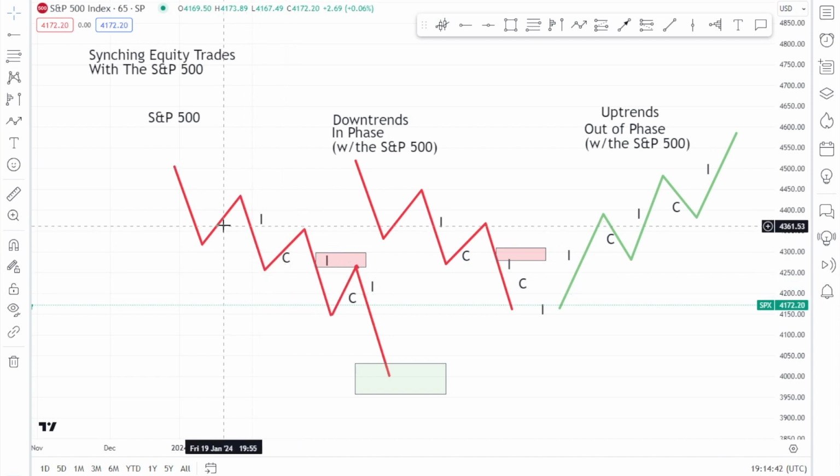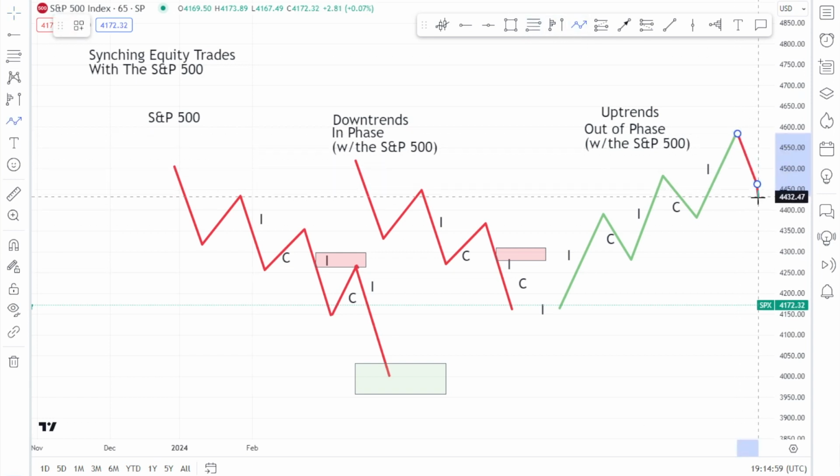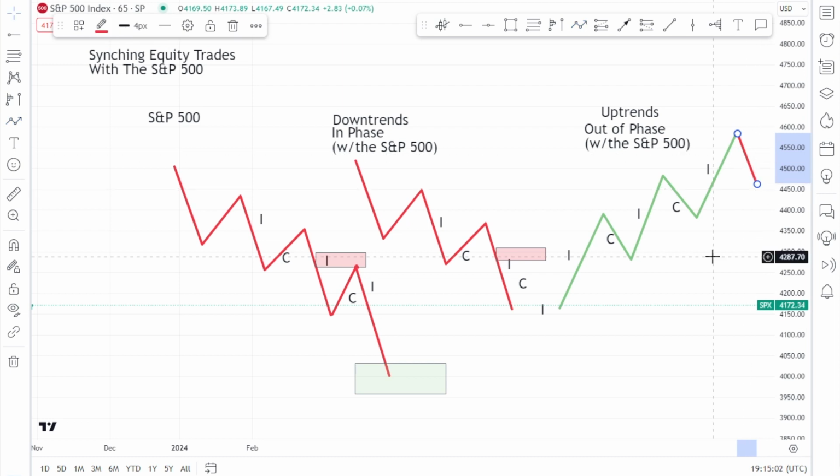So when the index is in a corrective move, like here's a corrective move up, that's when this is in an impulse move up. When the index is in an impulse move down, that's when the stock is in a corrective move down. All right, so impulse and corrections. The impulses are to the upside, the corrections to the downside, while in the market at the same time, the impulses in the market are to the downside and the corrections are to the upside. So the impulse and corrective sequence is out of phase. It's out of phase, it's opposite.